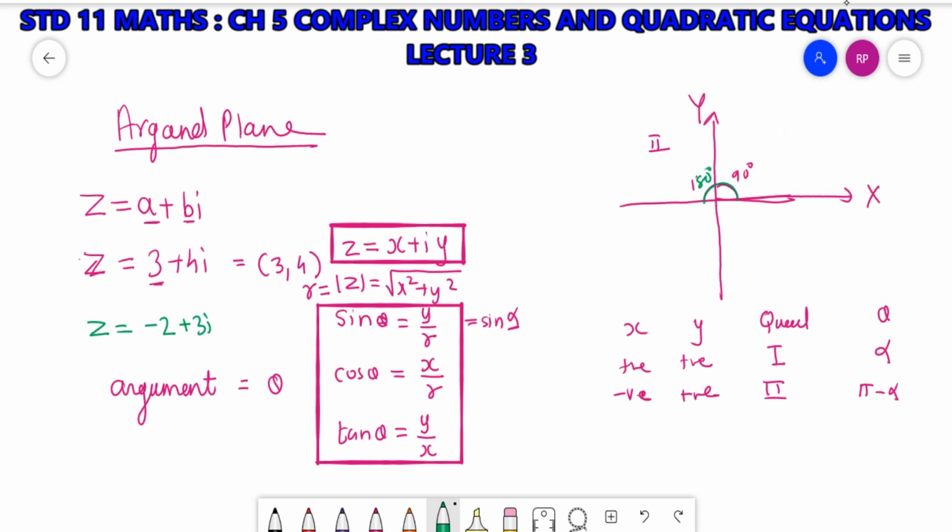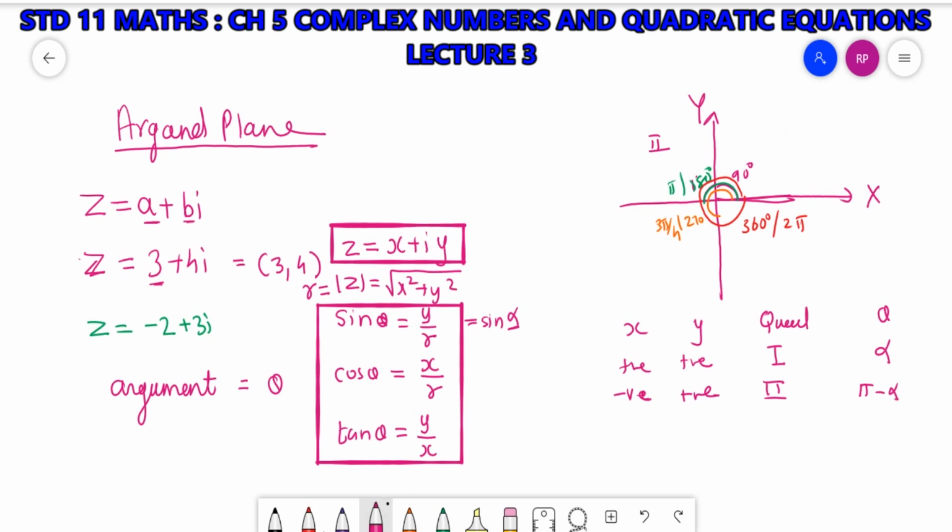This is 180 degree or pi. This angle I will say it as 3 pi by 4 or 270. The complete angle I will write it as 360 degree or 2 pi.